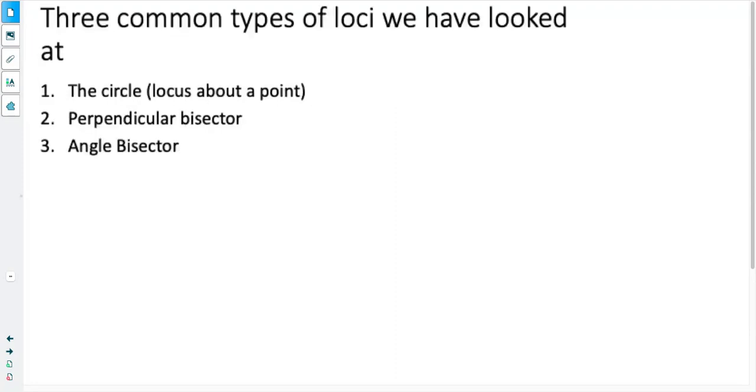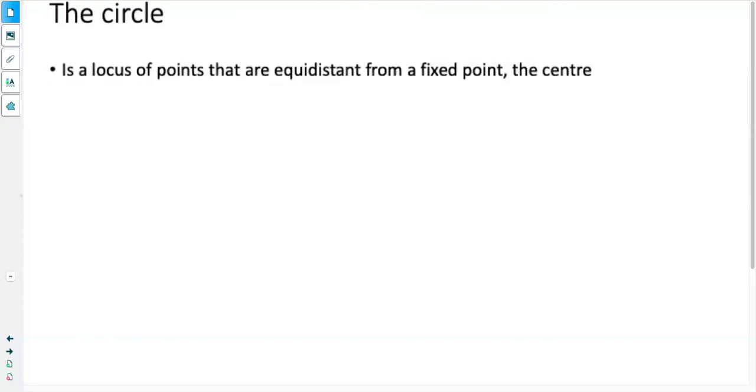Now, three common types of loci we've already looked at would be the circle, which is our locus about a point, a perpendicular bisector, and an angle bisector. So first we'll talk about the circle. It's a locus of points that are equidistant from a fixed point, the center.